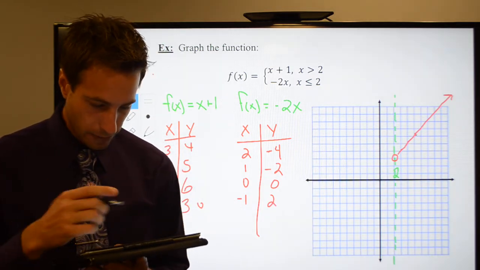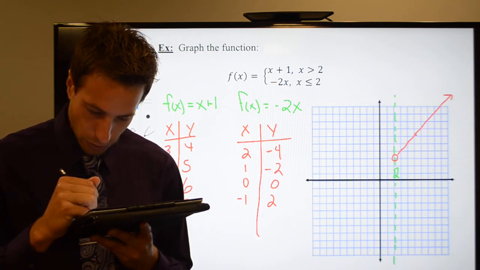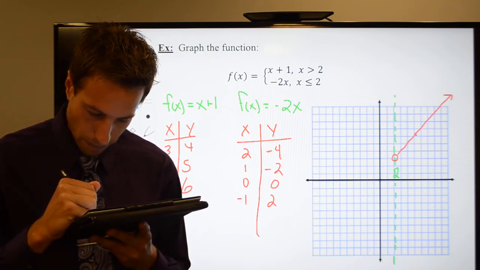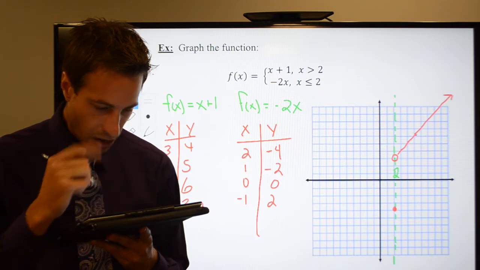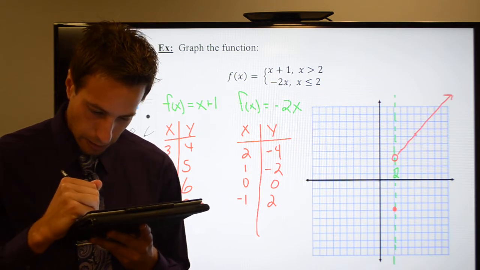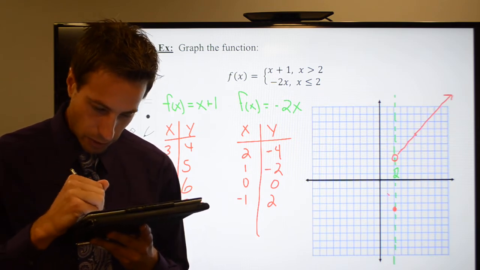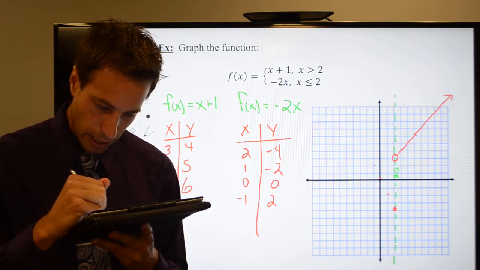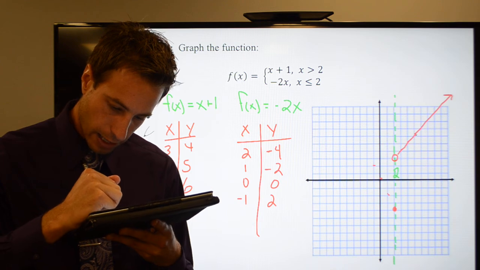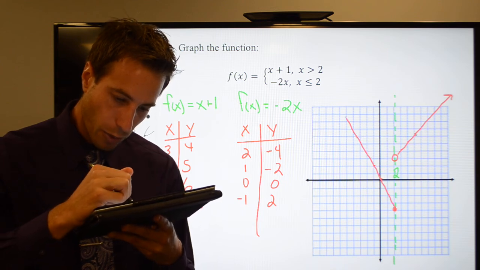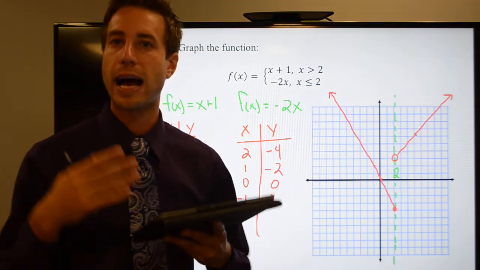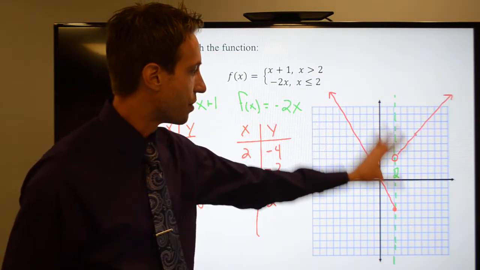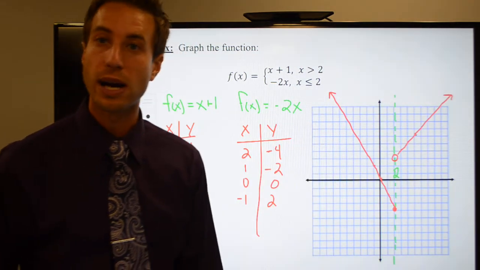Let's graph those points. 2, negative 4: 2, 1, 2, 3, 4. Going to be a closed circle. 1, negative 2, right there. 0, 0, awesome, and negative 1, 2 right up here. Let's go ahead and draw a line connecting those points, extending all the way through my graph with an arrow on it so that I know it keeps going. And there we go. I've now graphed my piecewise defined function.